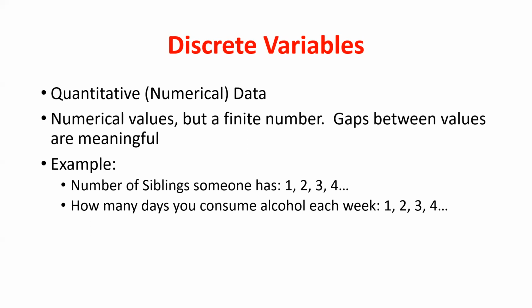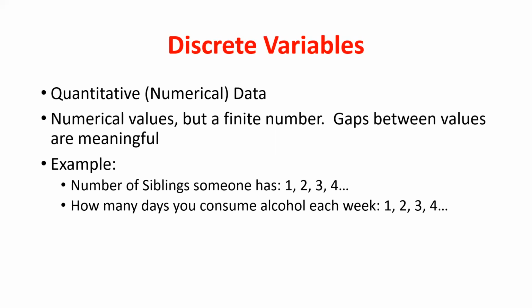I can never see any value in between 1 and 2. If I ask you the number of days a week you do something, so the number of days you consume alcohol, hopefully none of you have yet today, it's only 4. You've drank 1 day out of the week, right? So the only responses I could ever see are 1, 2, 3, 4, all the way up to 7.